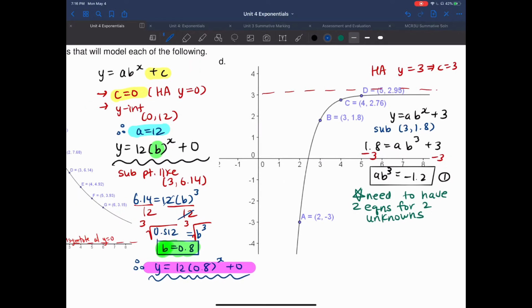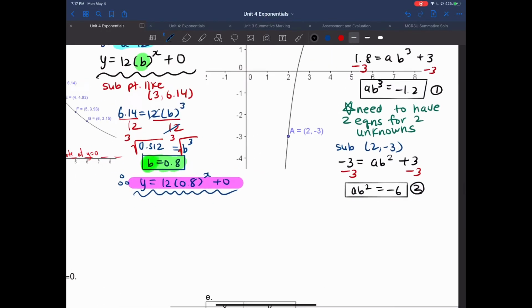So at this point, I'm going to sub in another coordinate into the original equation, which is y equals ab^x plus 3. I'm going to sub, let's say, (2, -3). And so you're going to get negative 3 equals ab^2 plus 3. Again, I'm going to try to get a and b by itself. Subtract 3 from both sides, and I get ab^2 is equal to negative 6.